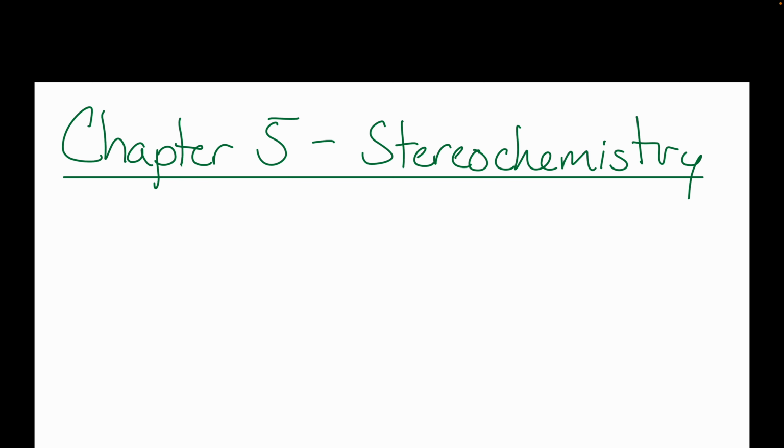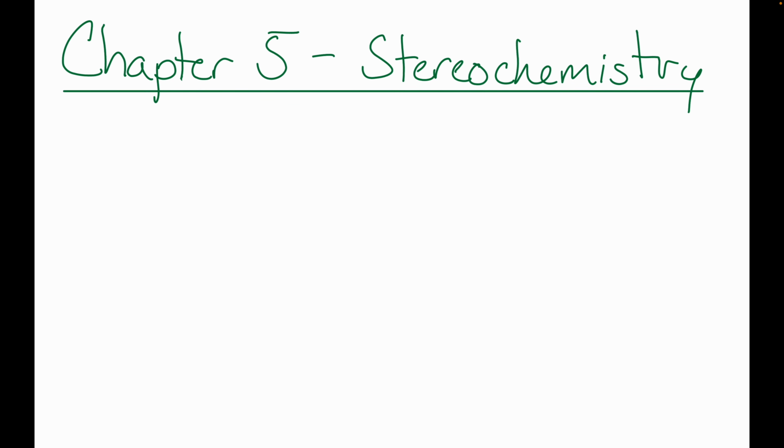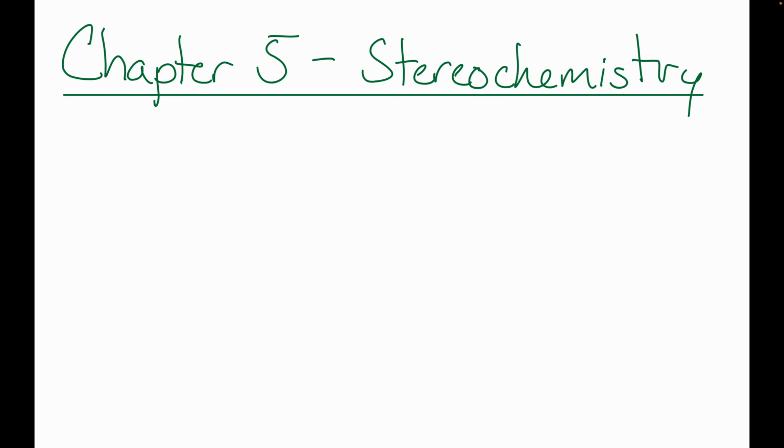All right, so let's continue here. We're going to start in on our next chapter, chapter 5, which is on stereochemistry. And we kind of covered this a little bit last week as well when we introduced the idea of cis and trans stereochemistry.